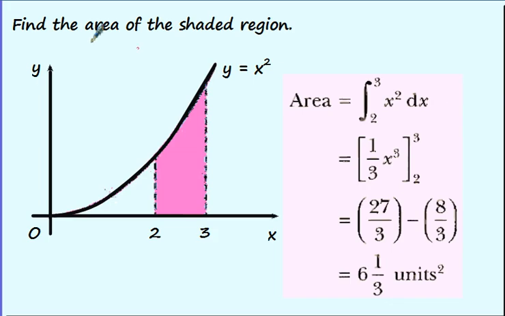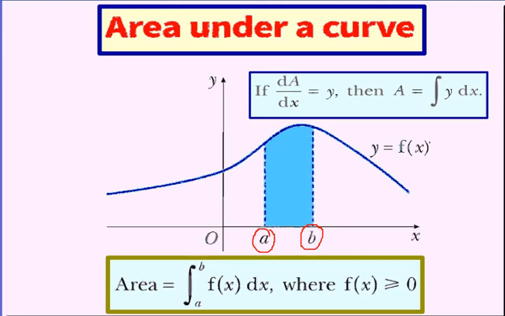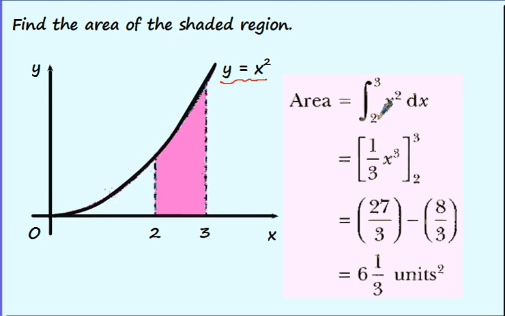Let us do one sum: find the area of the shaded region. Now this is the curve, this is the function given to you, y is x square. As we have discussed, the formula is the integral from a to b of f(x) dx. So here a is 2, b is 3, the range is given 2 to 3. Simple. So when we integrate x square, we get x raised to 3 upon 3.